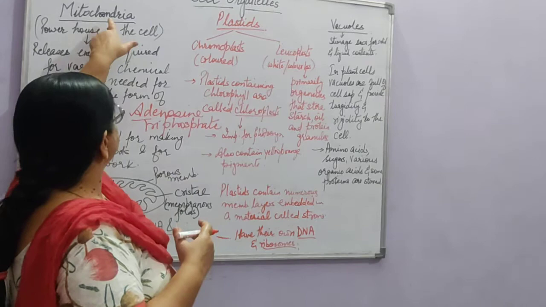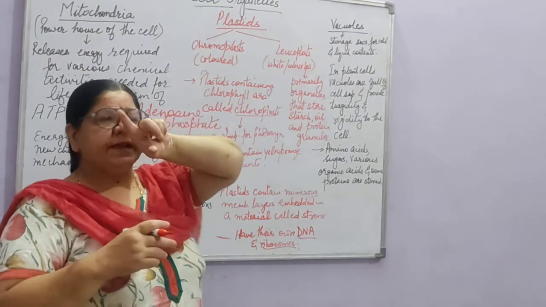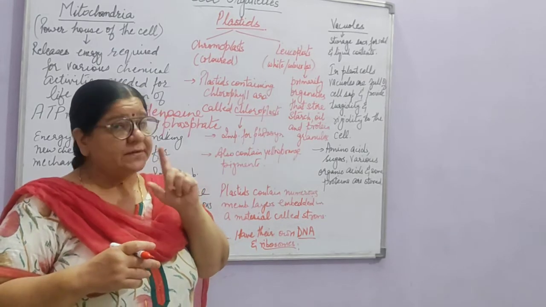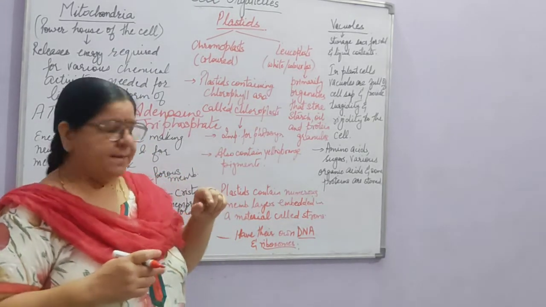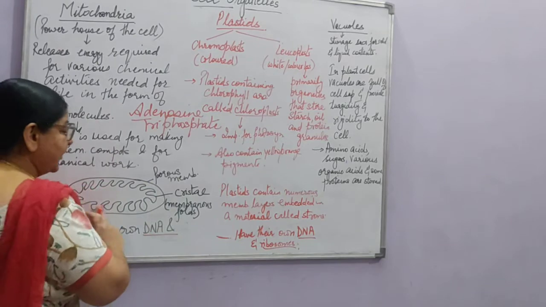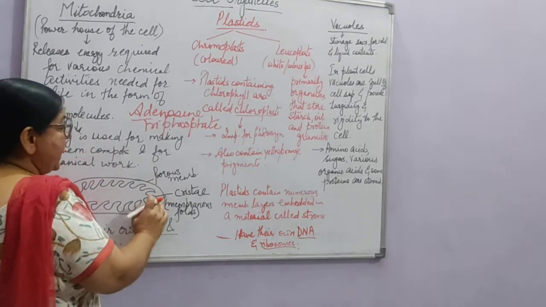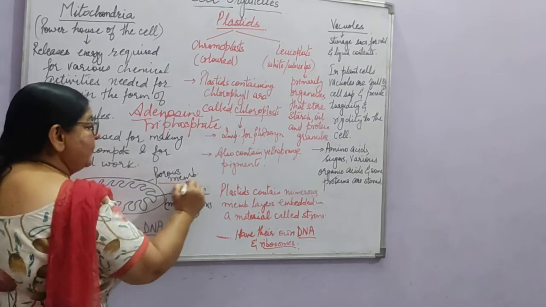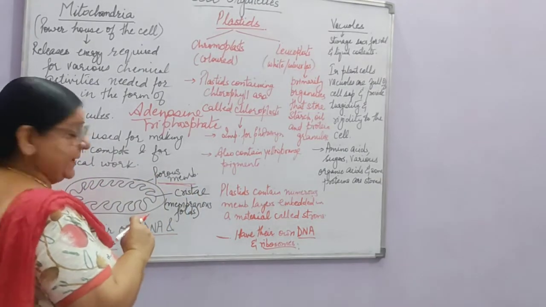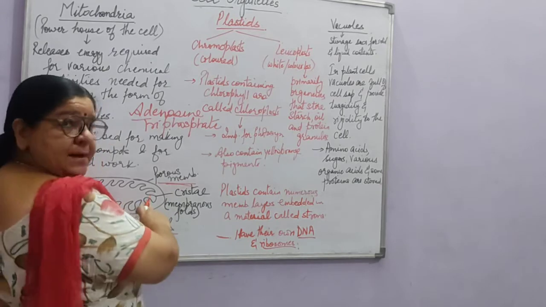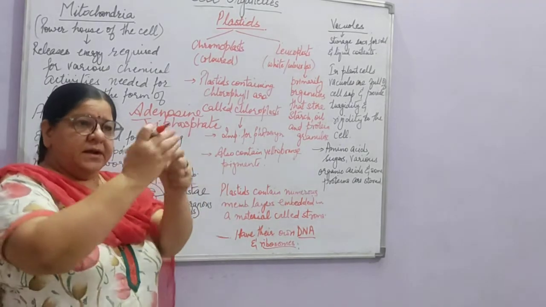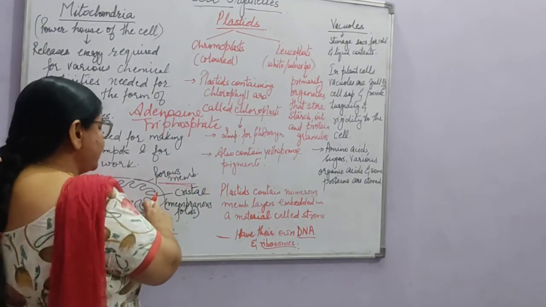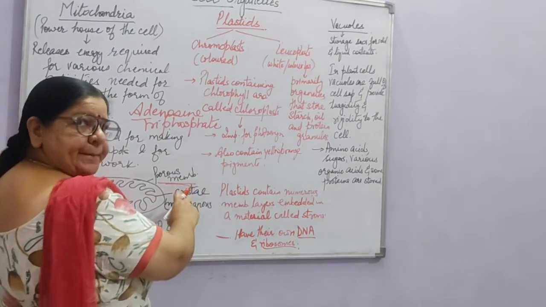Then this mitochondria is actually a double membrane structure. Not a single membrane, but it has a double membrane. It has a structure somewhat like this. The outer membrane is porous. It is a porous membrane. And the inner membrane is folded, right? Deeply folded. This is known as cristae.